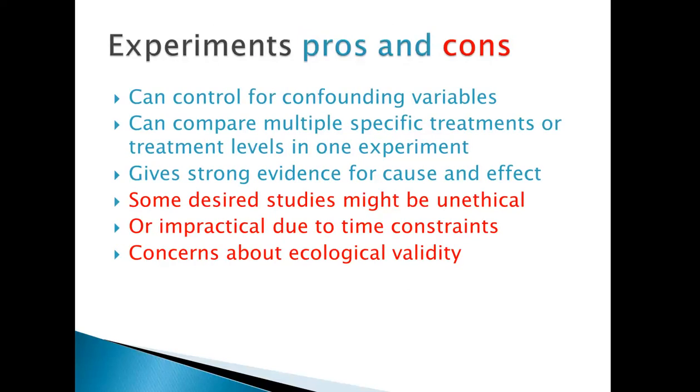With an experiment, you can control for confounding variables. You can compare multiple specific treatments or treatment levels in one experiment, and it gives strong evidence for cause and effect. But some studies that you might want to do would be unethical, or they might be impractical, and you have to have concerns about what's called ecological validity.